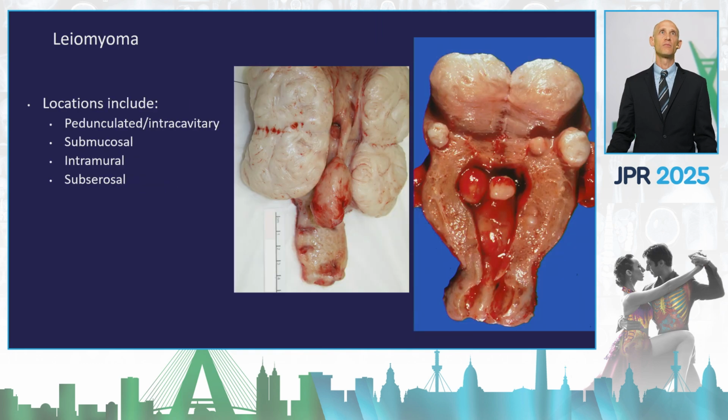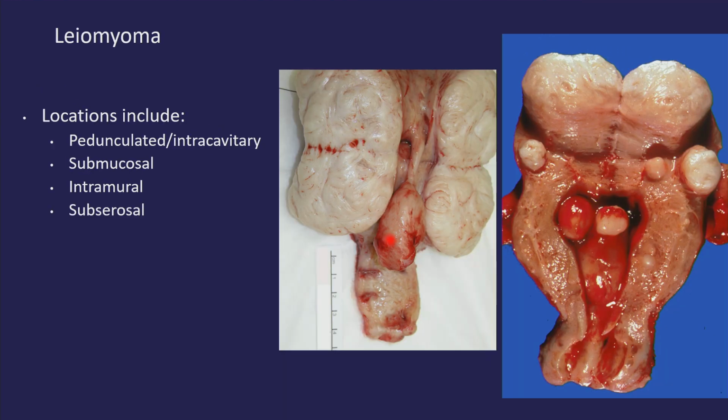Leiomyomas, it's important to describe their location. General locations include pedunculated or intracavitary. You can nicely see here this intracavitary lesion on a stalk, pedunculated, hanging down towards the cervix. You can also describe cases as submucosal, where they contact the endometrium. You can have intramural fibroids, or you could have subserosal fibroids.